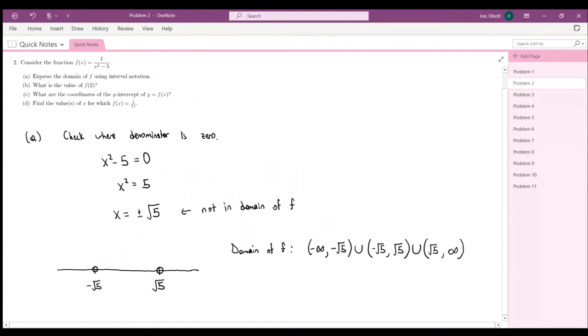Exactly. So here, it was a bit different because there were 2 points that you had to remove from the number line to get the domain. So it broke the number line into 3 intervals that you had to union all of them.